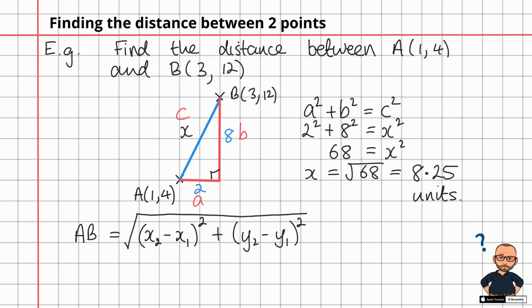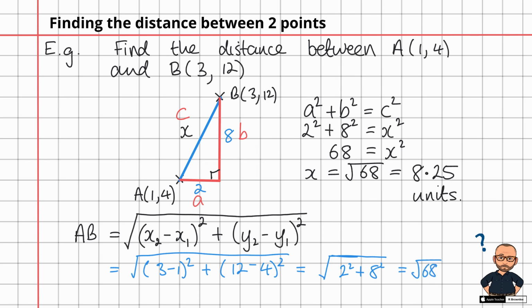So there's another method we could use. If we were using that formula then, you would literally just put in there, x2 is 3 minus 1, squared, y2 was 12, y1 is 4, so 12 minus 4 squared, and it's the square root of it. So then we know that that's the square root of 2 squared plus 8 squared. So it is exactly the same as we did up above, but we're just using the formula. So root 68, or 8.25 units.